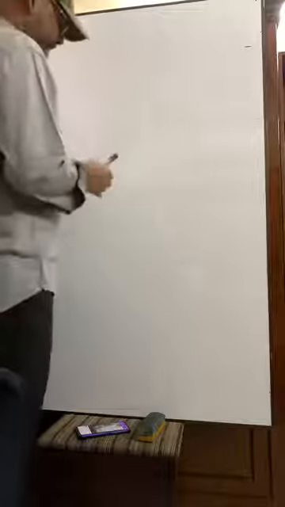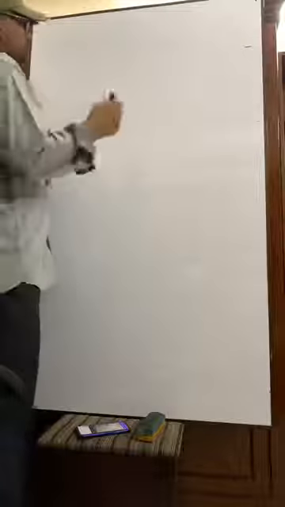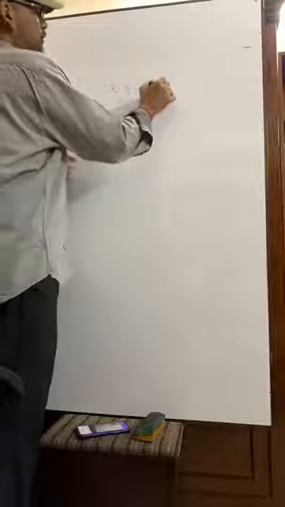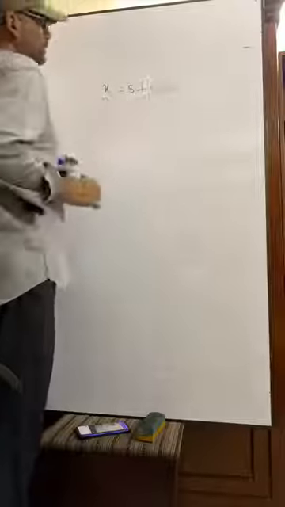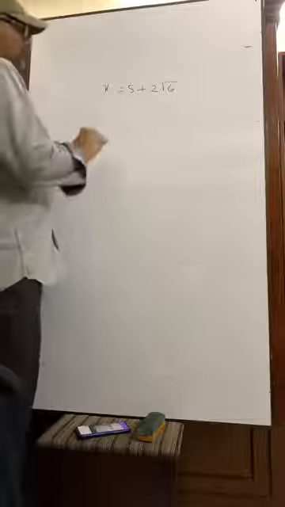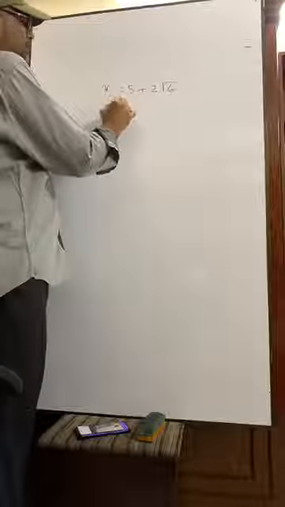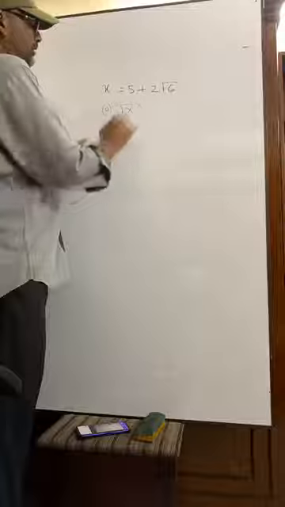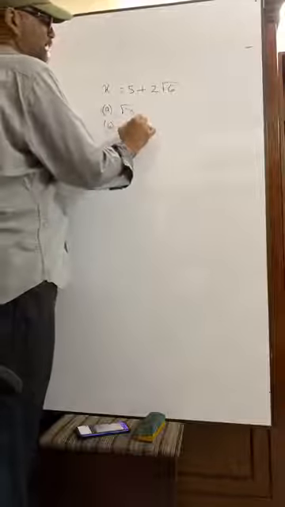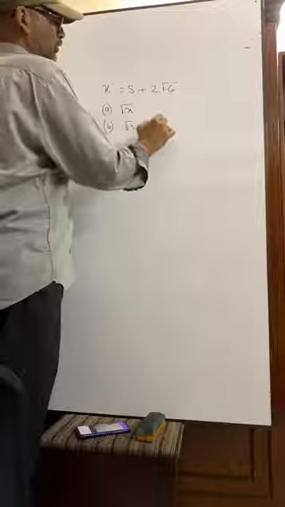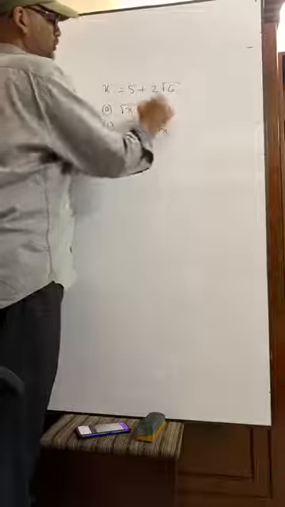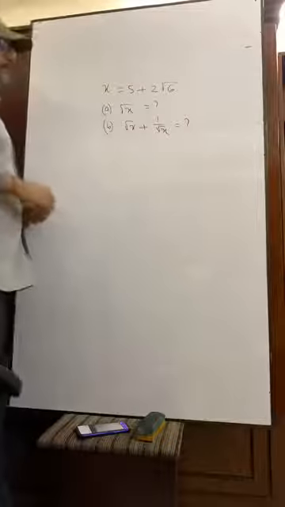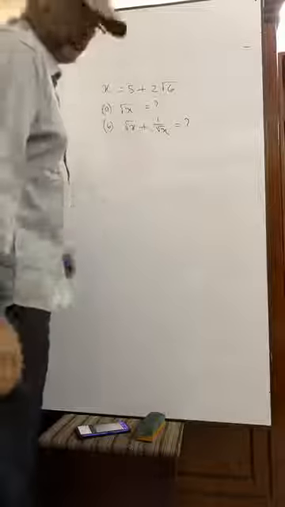Suppose x equals 5 plus 2 root over 6. The question is, number A, what is root x? Number B, what is the value of root x plus 1 by root x? Root x equals what? This equals what? Can you find it? Let me know.